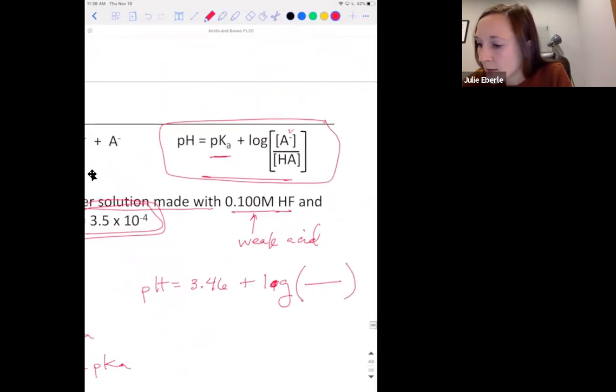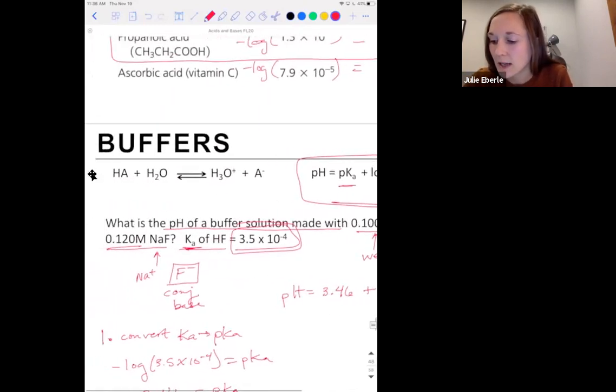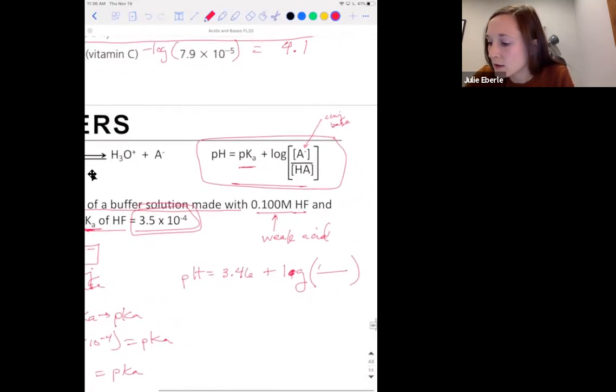Well, look up here. What is A minus? A minus is the representative for the conjugate base. So we need to go find the concentration of the conjugate base and put that on top. And we said NaF, sodium fluoride, is the conjugate base. So we're going to plug in 0.12 molar on top. HA, in this case, is HF. So a key component of getting this whole thing right is correctly identifying what the weak acid and the conjugate base are. And that concentration is 0.1 molar.